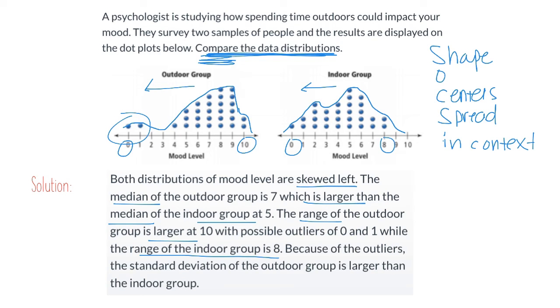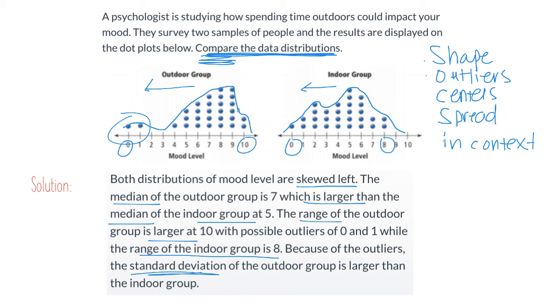And then because of the outliers, the standard deviation for the outdoor group is larger than the indoor group. Standard deviation is another measure of spread. You don't have to do both. In this solution, it did both. But standard deviation is just another way of explaining how spread out the values are. It's the average distance each value is from the mean. So we also included outliers. If there aren't any outliers, then you don't have to mention it.